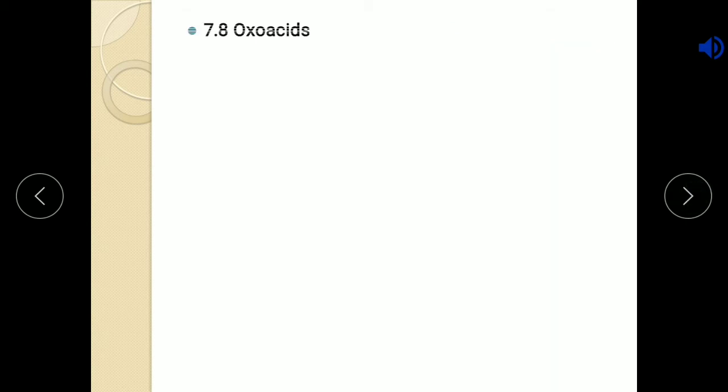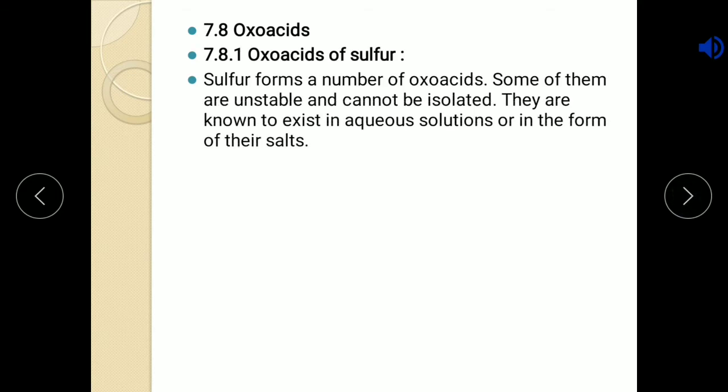Now, next we will consider oxoacids. What are oxoacids then? The acids containing oxygen, simply we can define. These are called oxoacids. So, we will consider the oxoacids of sulfur. Now, sulfur again forms a number of oxoacids, but out of which some oxoacids are unstable, which are present in aqueous solution in a stable form in the form of their salts and cannot be isolated. But still, there are various oxoacids which are stable and we will see one by one.